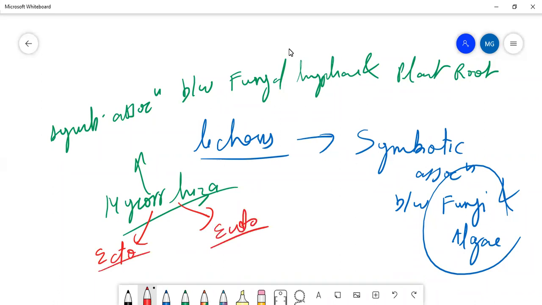What happens in ectomycorrhiza? As I said, this is our root. So in ectomycorrhiza, the fungi forms an envelope around the root. Do you see? It forms a kind of envelope around the root tip, and it also penetrates. This fungi will penetrate into the first few cortical layers. So it penetrates into what? Into first few cortical layers.